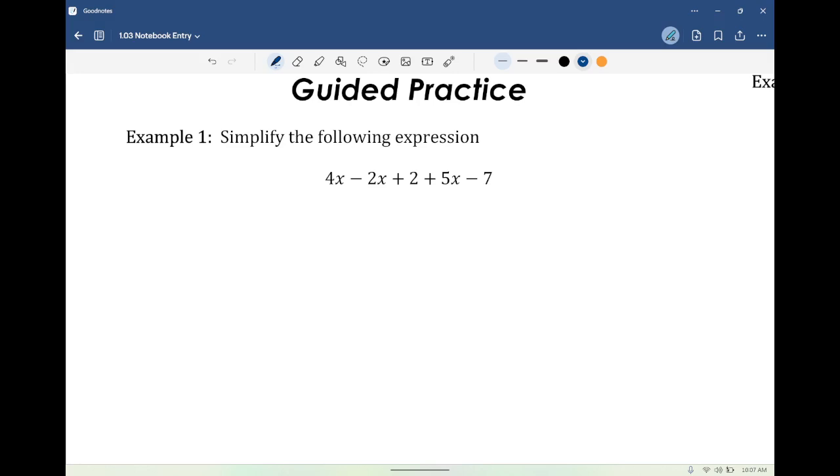And so for 4x, okay, I'm going to put a box around 4x, minus 2x. Well, that's also another x. Plus 2, well, that has no x, so that's going to get a circle. 5x, that's going to be another square. And then negative 7, that's another circle.